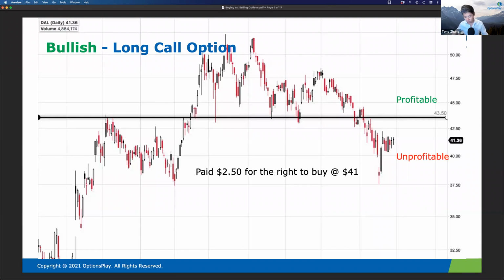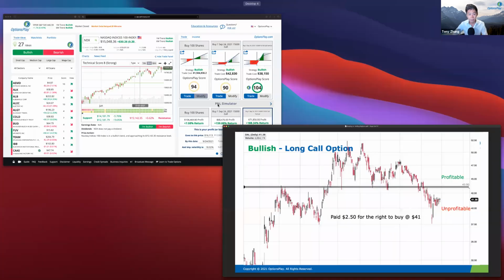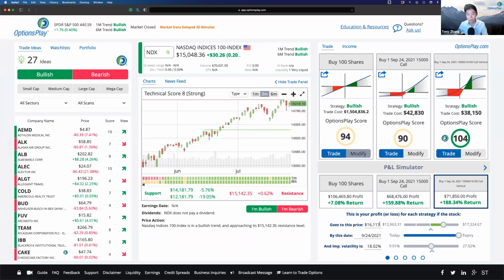We have to look at delta, which is how much money you make if the stock moves higher, and then how much money you lose due to time decay. When you factor in both, that gives you some idea of how much money you can make. That's what the OptionsPlay tool is designed to do.